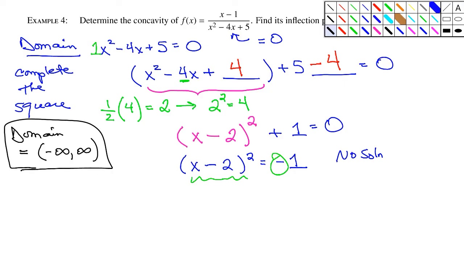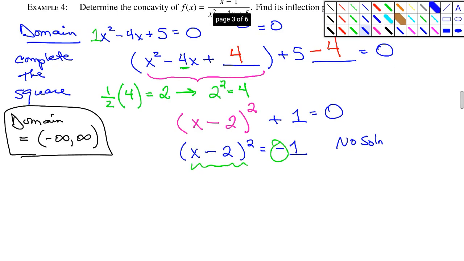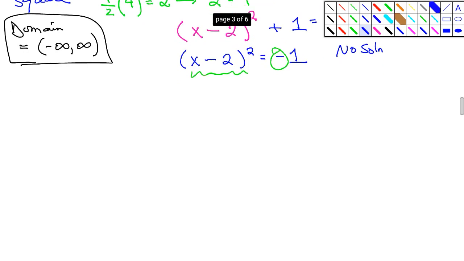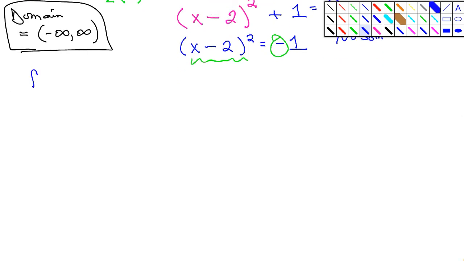We might need that going forward later on. Now let's get to the derivatives and the concavity and such. So let me go ahead and rewrite the function. f(x) is equal to (x minus 1) over (x squared minus 4x plus 5).